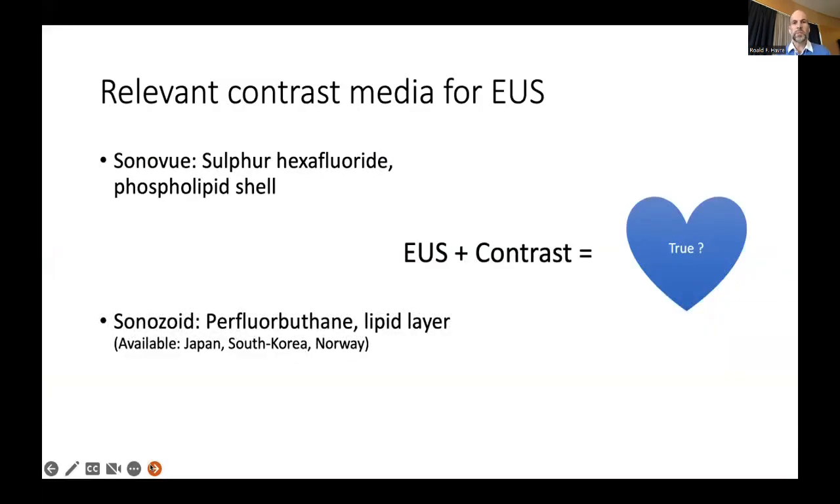The relevant contrast media for EUS is for most of you SonoVue, which you know well, and is sulfur hexafluoride in a phospholipid shell. There is another relevant contrast medium, that's Sonazoid. It's perfluorobutane in a lipid layer, and it's been available in Japan and South Korea for several years. And for the last 6-7 years, we've also had the possibility to use it in Europe. I'm not going to go into too many details of this. You can use both of them. And perhaps the combination of EUS and contrast is a true love story.